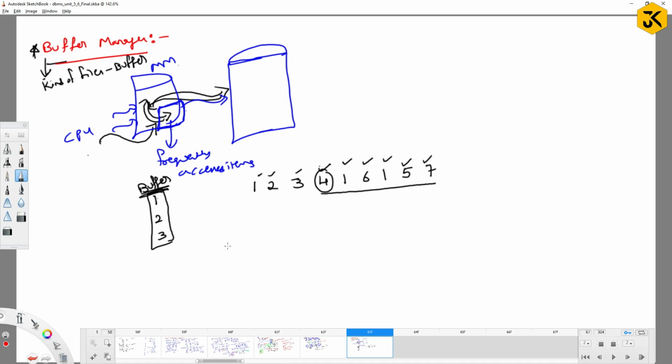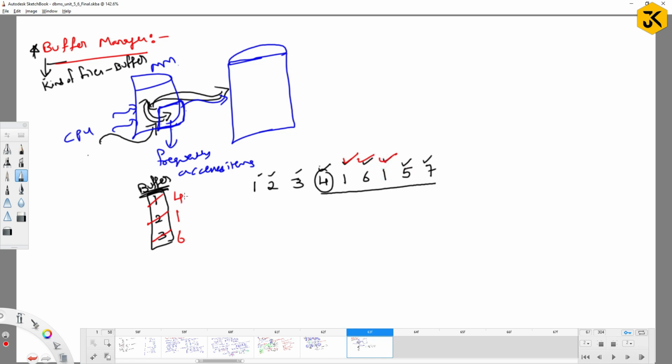Based on the requirement, meaning the technique it is following, for example, if it is going to replace it with 1, then the next request is 1, right? Next, it is going to replace with this one. Next it is going to replace with 6. Next again 1. Is there any need to replace? No, it is already available. No need to replace. So it is done.